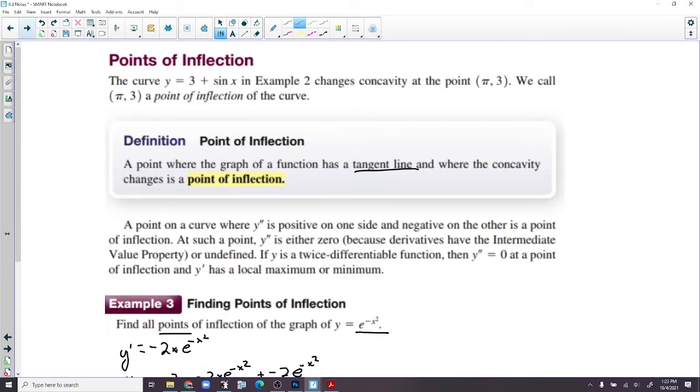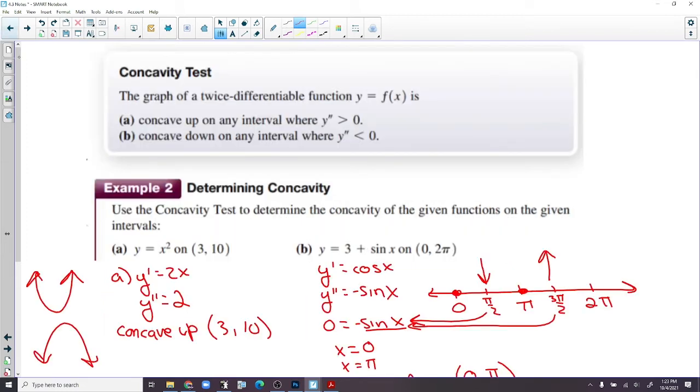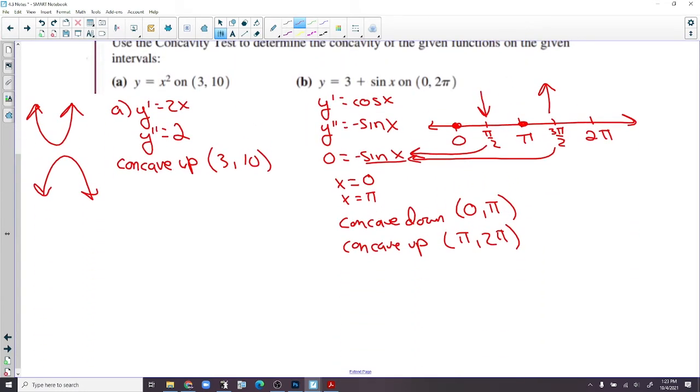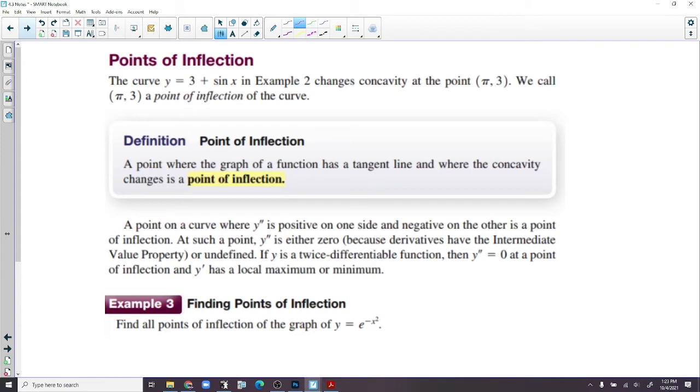The curve y equals 3 plus sine of x in example 2 changes concavity at the point pi. We call pi a point of inflection of the curve. If the function is changing concavity, then that is a point of inflection. So it goes from concave down to concave up. A point where the graph of a function has a tangent line, so it has to have a tangent line, and where the concavity changes is a point of inflection.